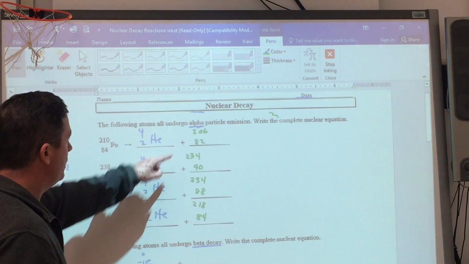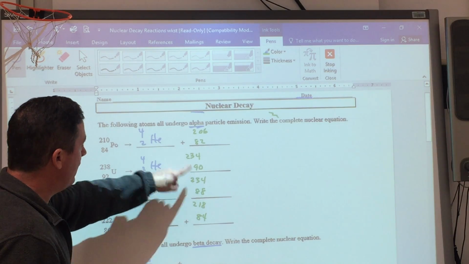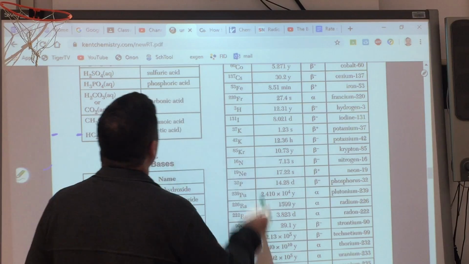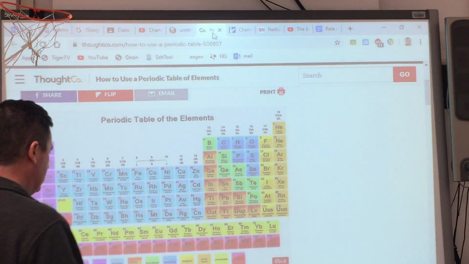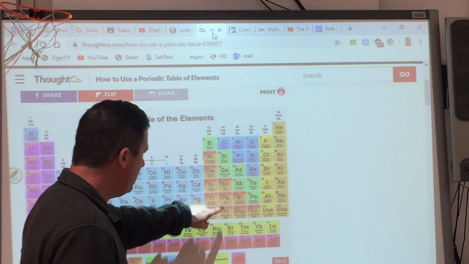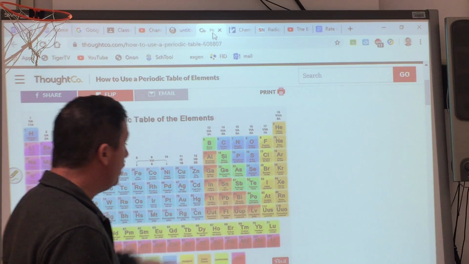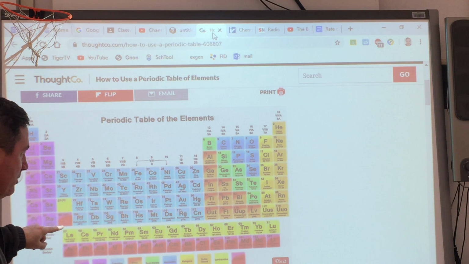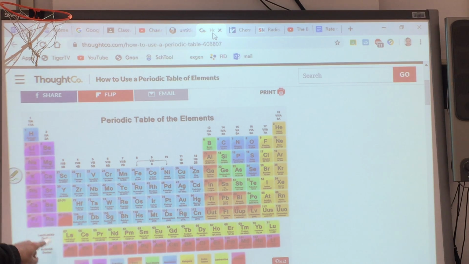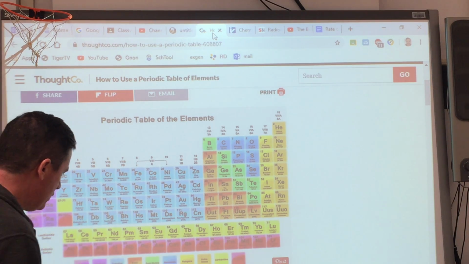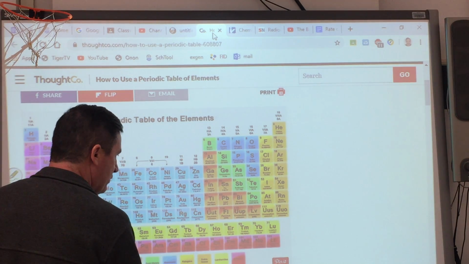Let's remember them first. 82, 84, 88, and 90. 82 is lead. 84 is polonium. Madame Curie discovered that one, remember? 90 is thorium, and 92 is uranium. See if we can remember that.